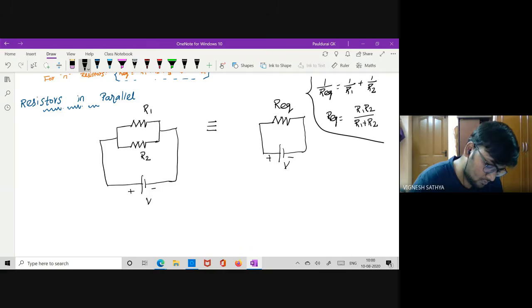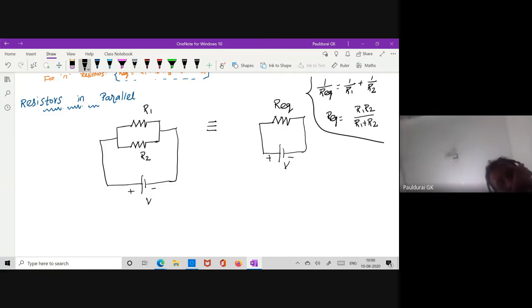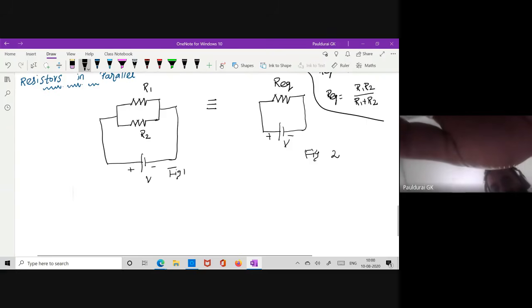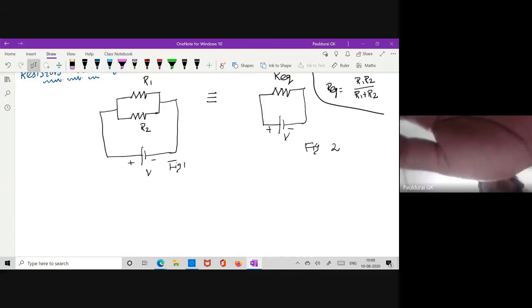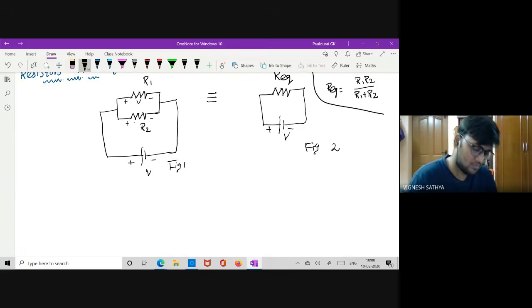Okay, so now what will happen? Take figure 1, take figure 2. First we will deal with figure 1, then we will move to figure 2. Now what is the voltage across R1? That we know, right? Voltage across R1 is V. Voltage across R2 is also V.